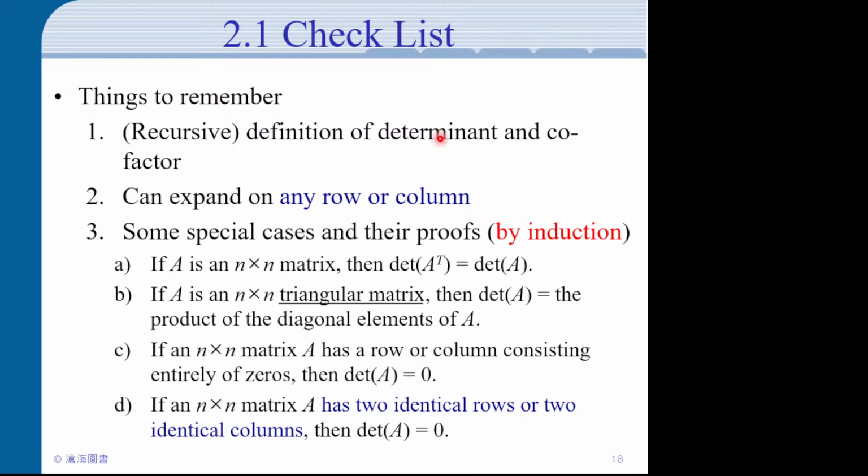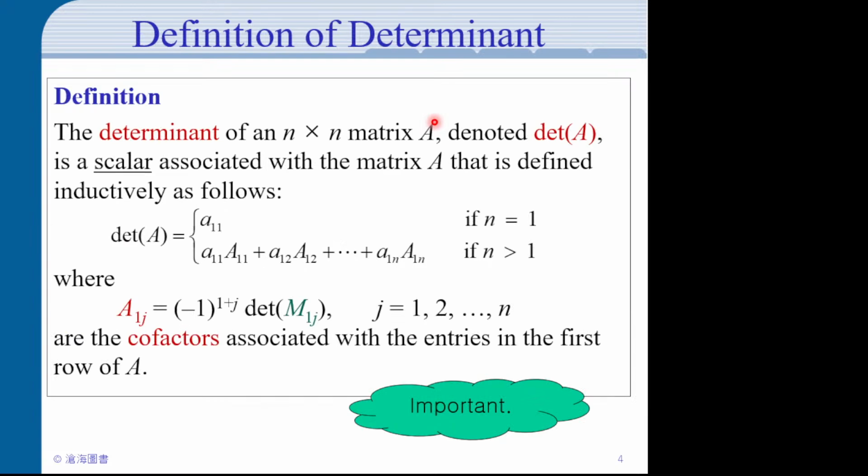So, things to remember. First is the definition of our determinant and the cofactor. We have this recursive determinant that we expand. For the definition, we say we expand on the first row. Let's jump back to the definition again. So we have this recursive definition: the determinant is the elements of the first row times the cofactors of each element. And the cofactor has this (-1)^(i+j).